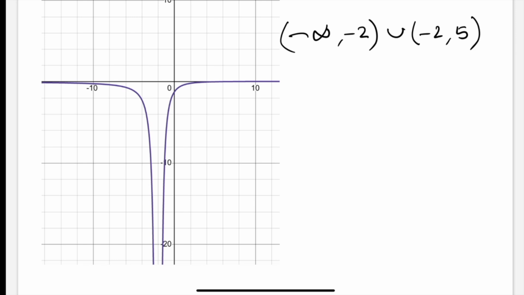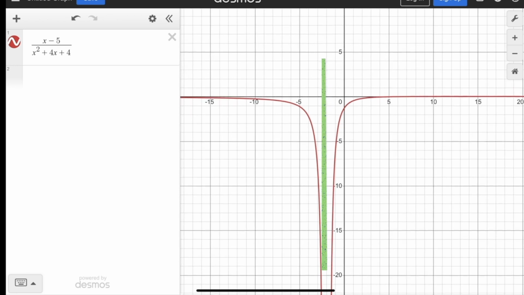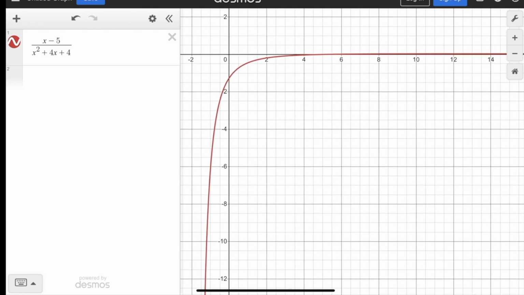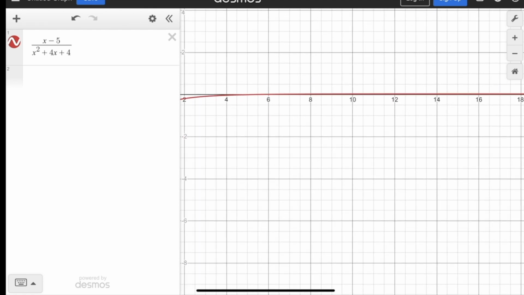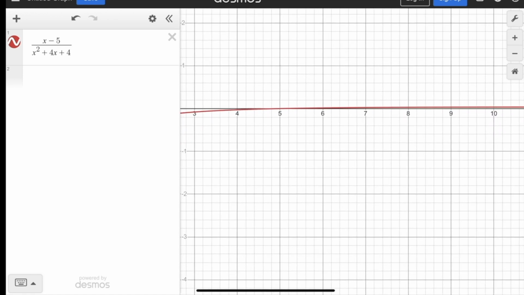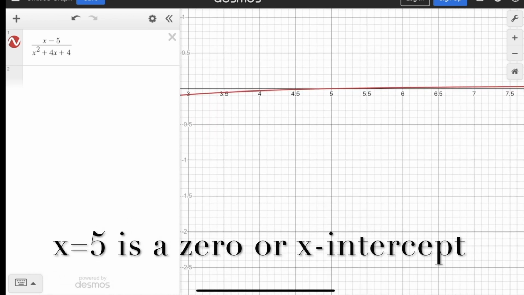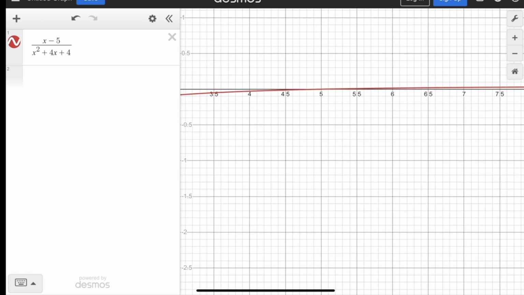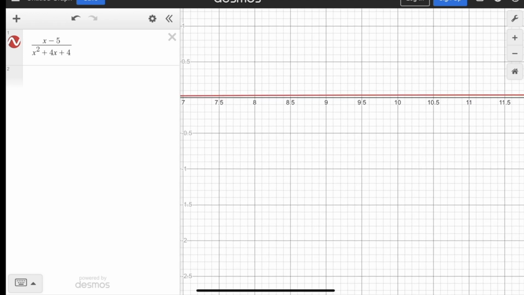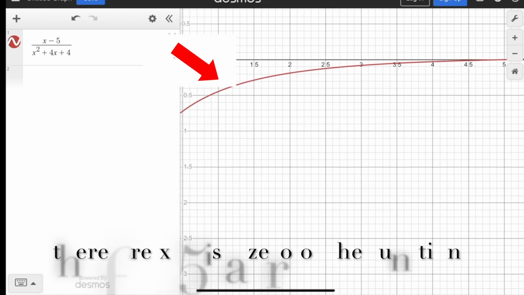Because we're not able to see that, let me jump into Desmos. Negative 2 was, here is my asymptote, but now I'm going to zoom in into 5. Pay attention, guys, to 5. Look at the x-axis, and at 5, my line is going from underneath to above. Look at the right side of 5. My red line is above the x-axis. To the left of the 5, my graph is below the x-axis.